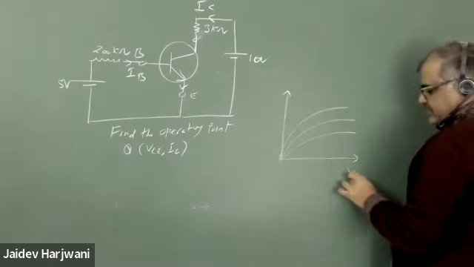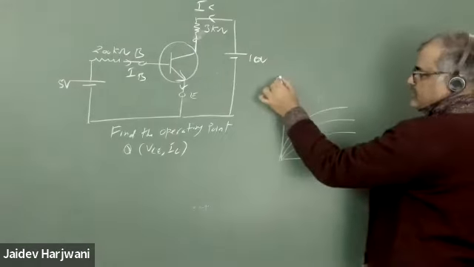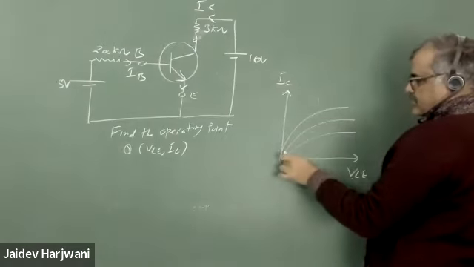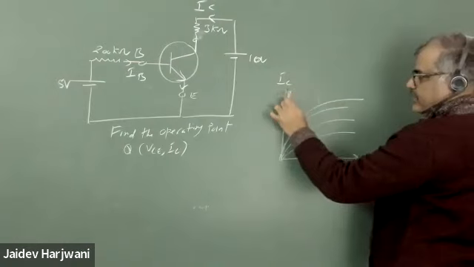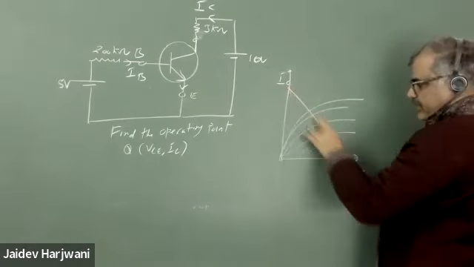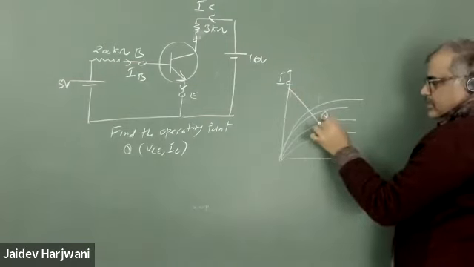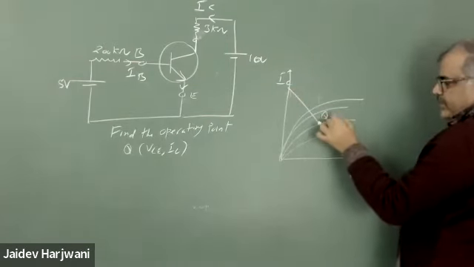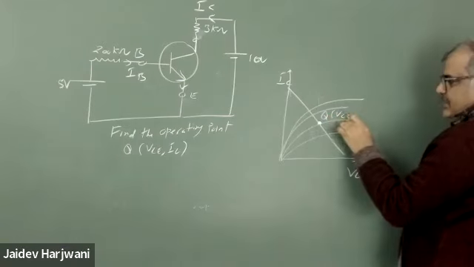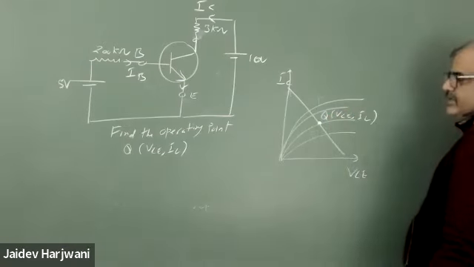This is your VCE and this is your IC. Now, what do you mean by your operating point? This is your operating point. This is called your Q. Operating point, which is a VCE and IC.